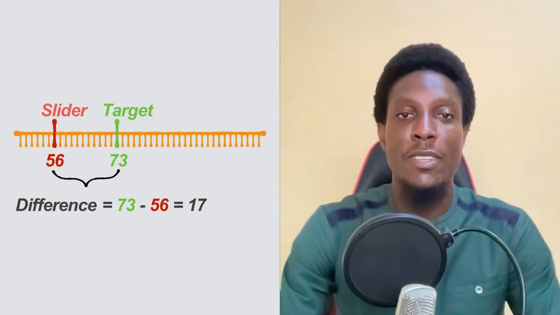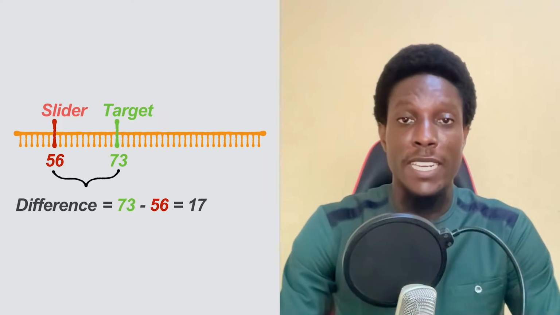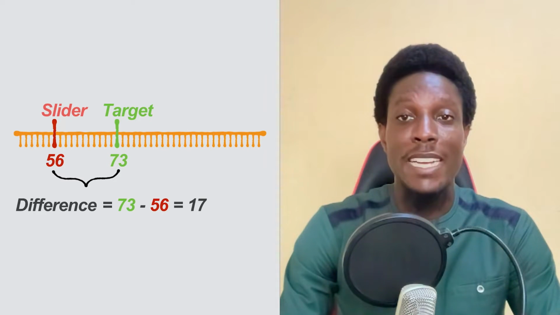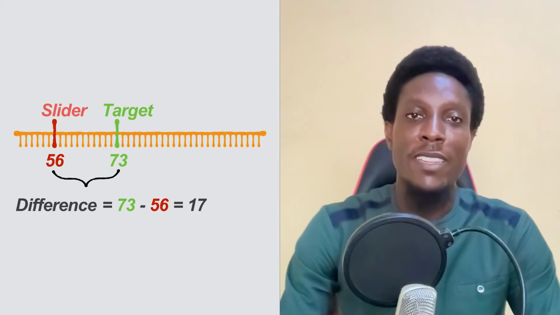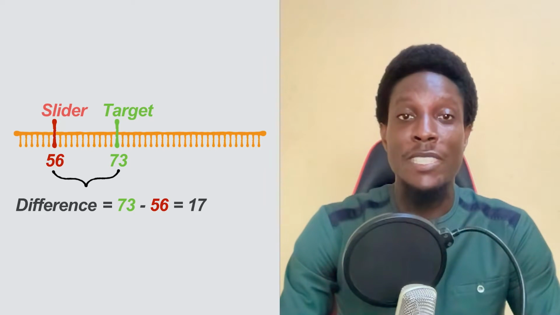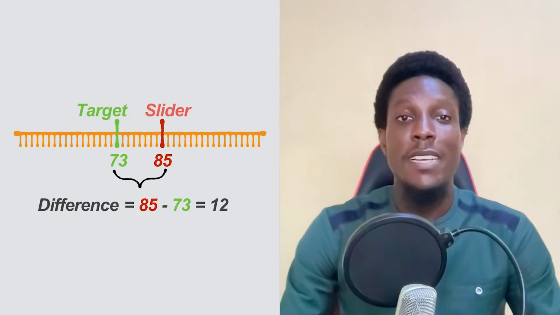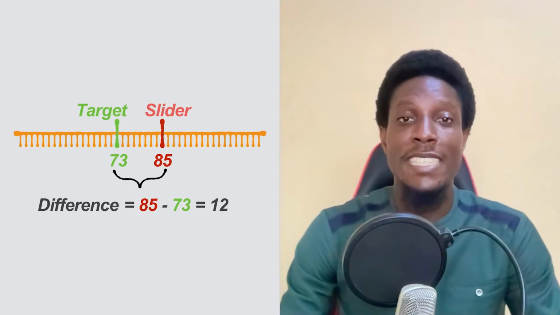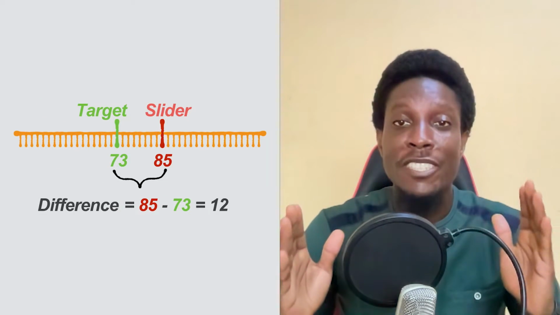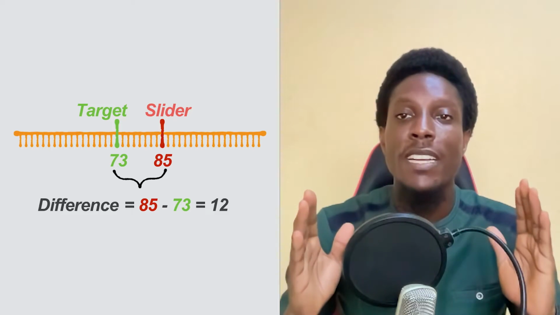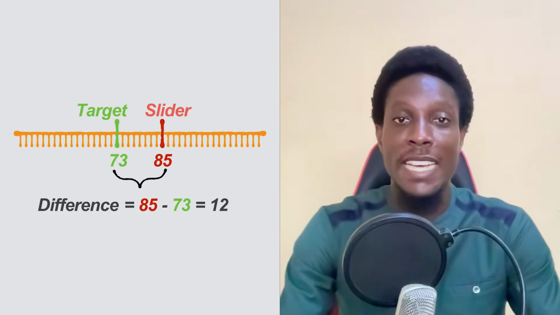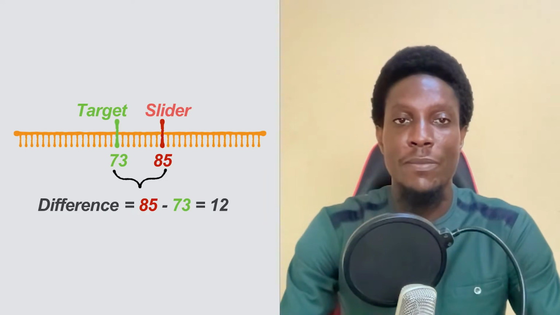the target value. For example, if the target is 73 and the player drags the slider to 56, well, the player is within 17 of the target, so the difference should be 17. Similarly, if the target is 73 and the player drags the slider to 85, the player is within 12 of the target, so the difference should be 12.